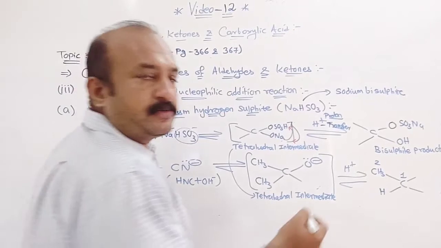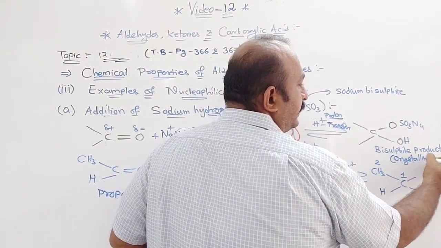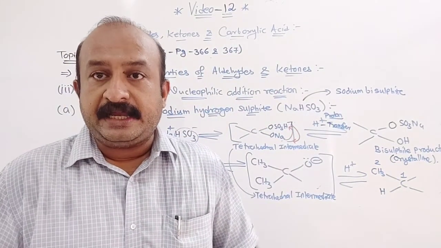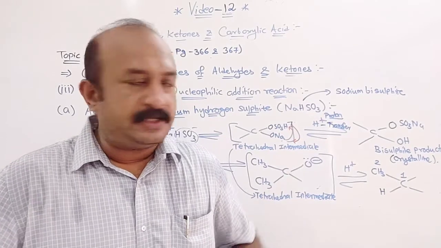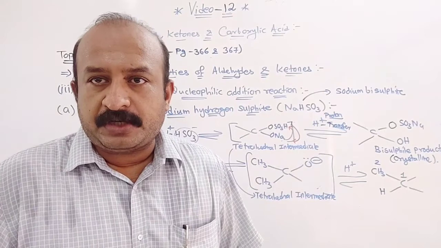It's a crystalline product. What is this? It's in a crystalline form. Which form? It is in a crystalline form. You must have studied in solid state, crystalline and amorphous forms of solids. So this is the crystalline form we get after this proton transfer.